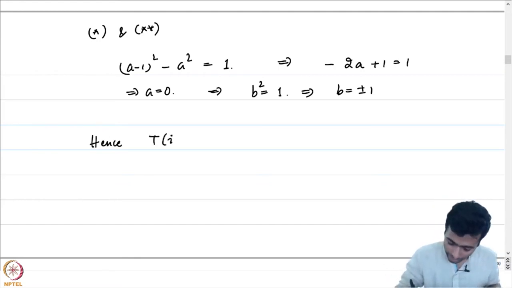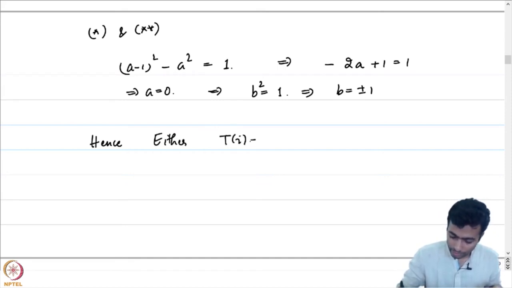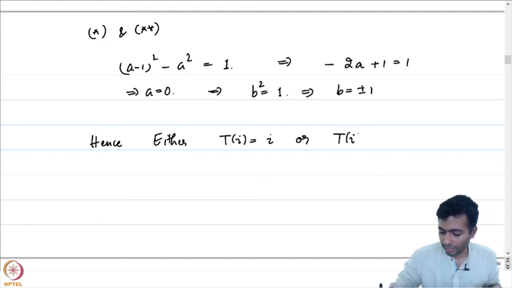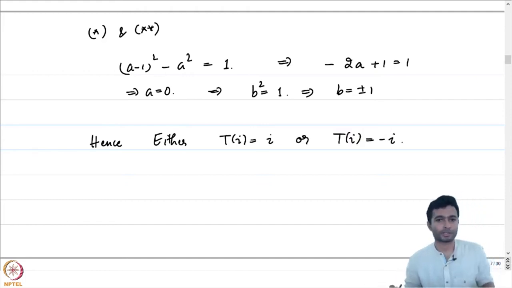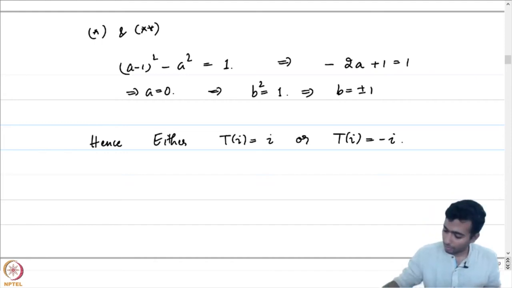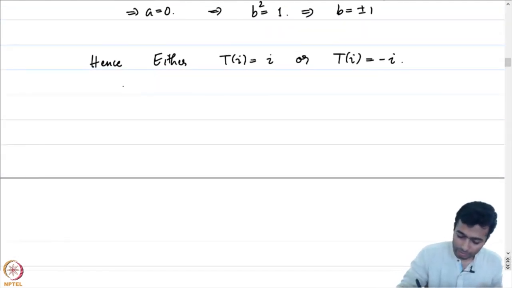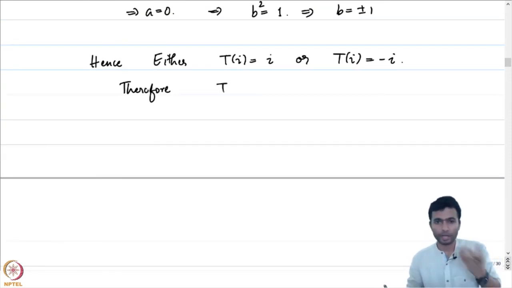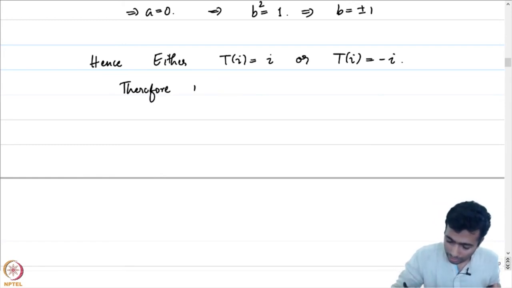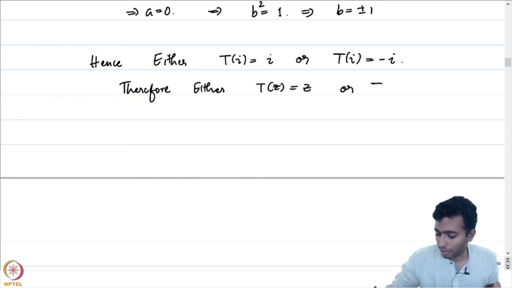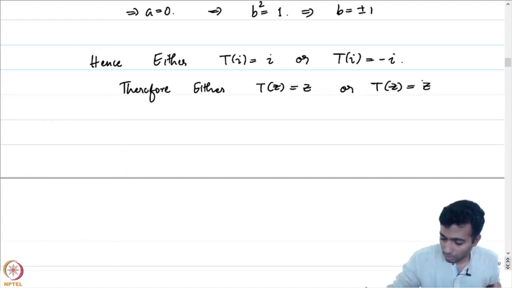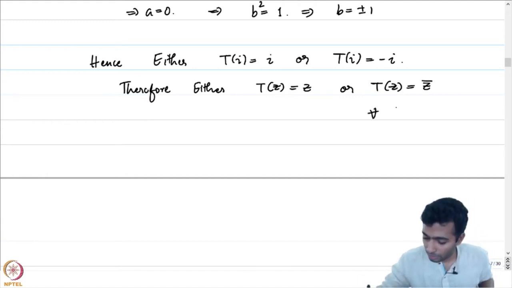Hence, T(i) is equal to i or T(i) is equal to minus i. So, there are only two possible options for how T will behave. Therefore, check that T(a plus bi) is either a plus bi or a minus bi. So, either T(z) is equal to z or T(z) is equal to the conjugate, the reflection along the real line, for all z in the complex plane.